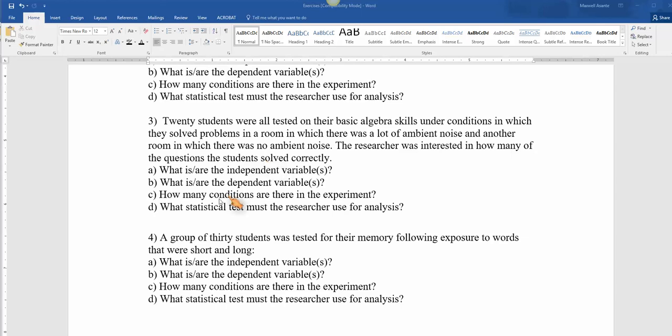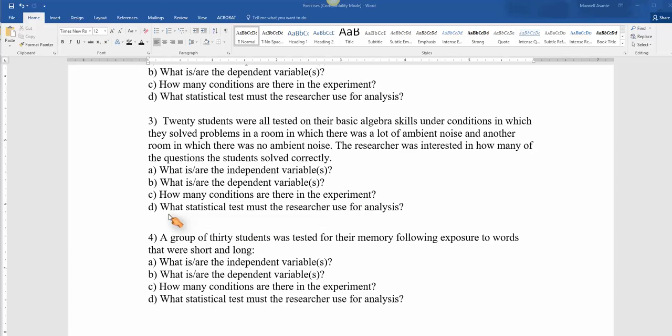The third question is, how many conditions are there in the experiment? How many conditions? Here we are considering the conditions created by the experimenter. And if we go back to the initial statements, he created two conditions. One in which there was a lot of ambient noise and another in which there was no ambient noise. So there are two conditions in this experiment. How many conditions? The answer to C is 2.